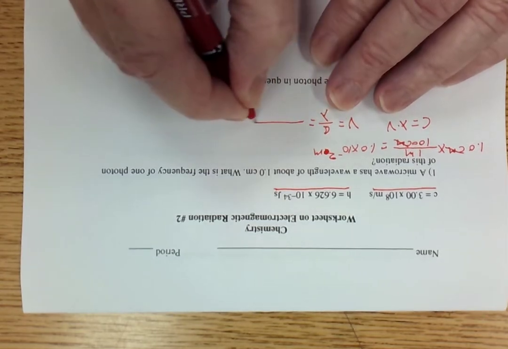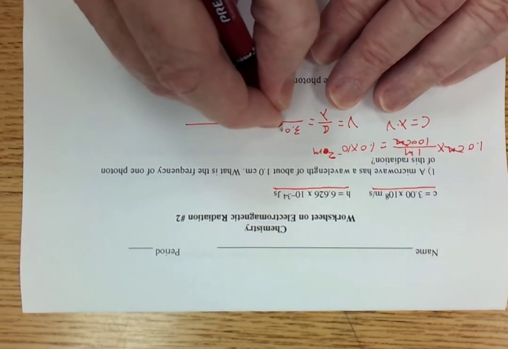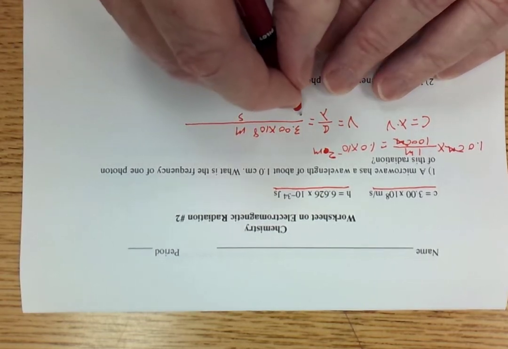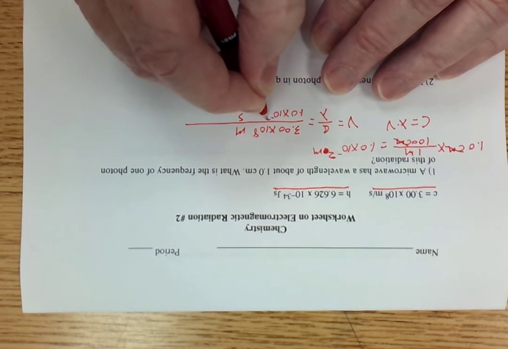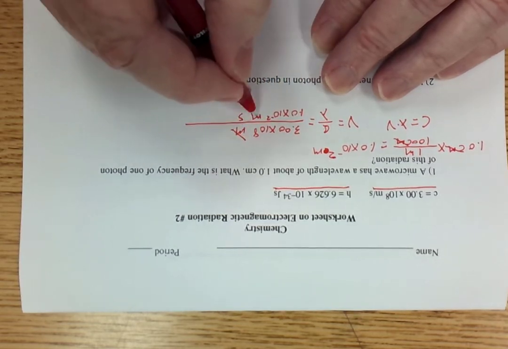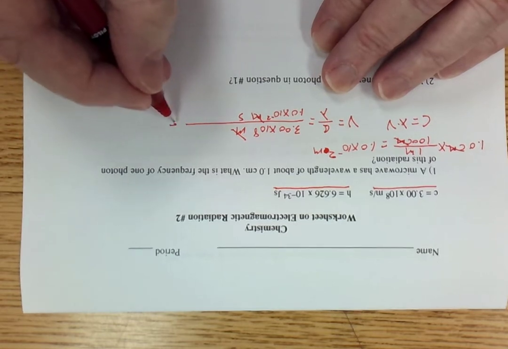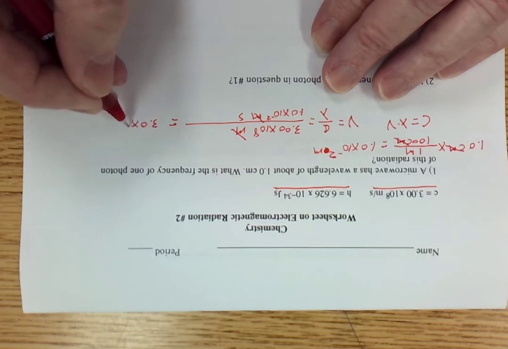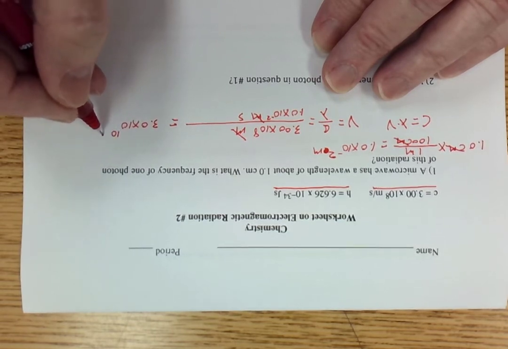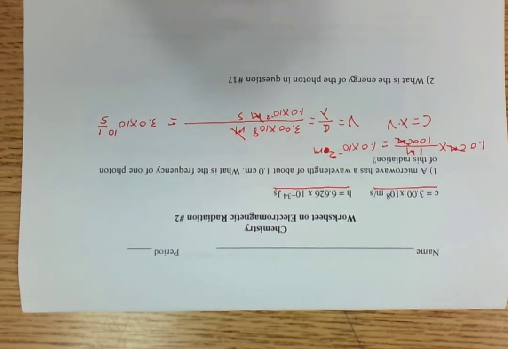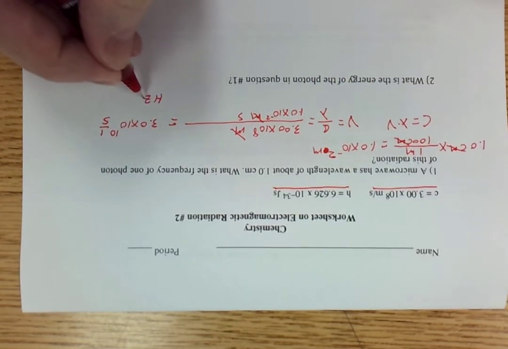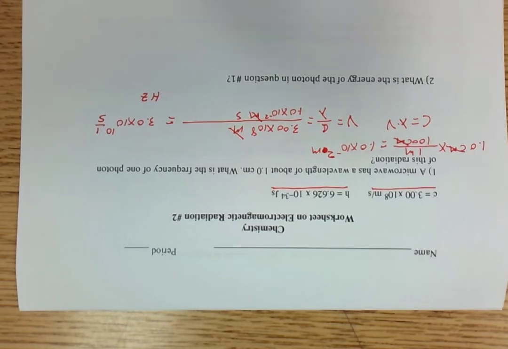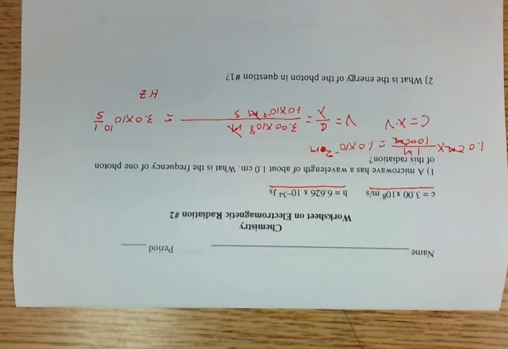And this equals the speed of light, which is 3.00 times 10 to the 8th meters per second, divided by 1.0 times 10 to the negative 2 meters. Meters cancels meters. And when I run this through my calculator, I get 3.0 times 10 to the 10th 1 over seconds. I know some people like to write hertz, Hz, but I still like just to write it as 1 over second.